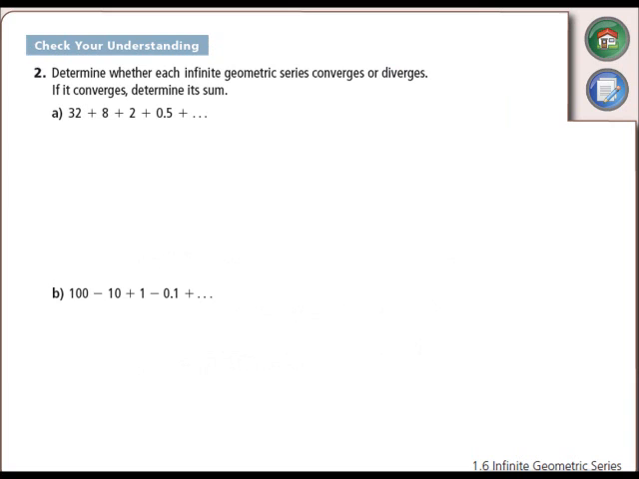All right, figure out, is it convergent or is it divergent? If it converges, what's the sum? Well, it all comes down to what's the R value. So let's find our R value. R is equal to 8 over 32, which is 1/4. So yes, that converges. So we're good to go on this one.